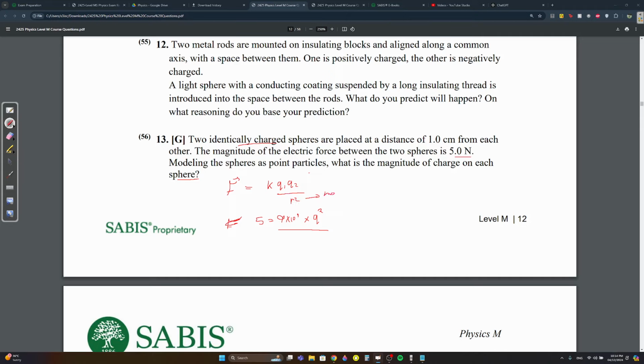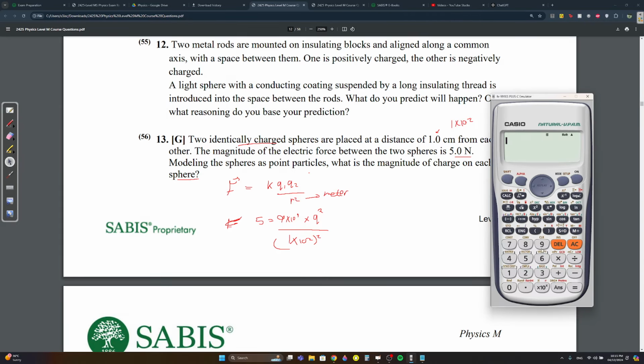This has to be in meters, right? It's in centimeters. How do you change centimeters to meters? It's 1 times 10 to the negative 2. And remember, we have to square it, right? You're going to get Q squared. And then let's actually solve this. 5 equals 9 times 10 to the power of 9 times Q squared, let's just call it X squared, over 1 times 10 to the power of negative 2, squared.